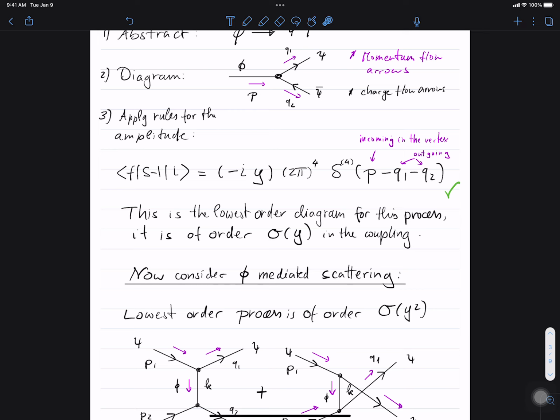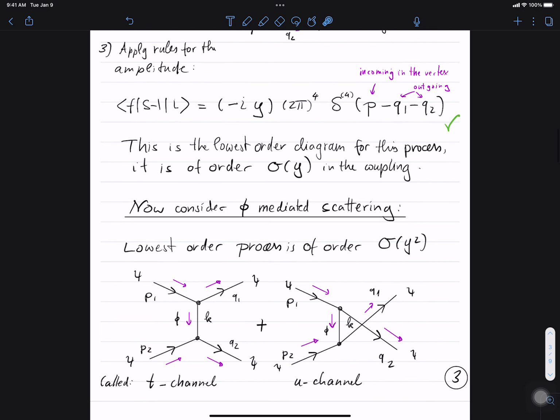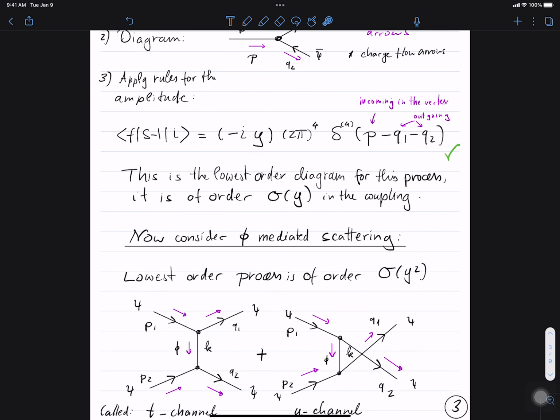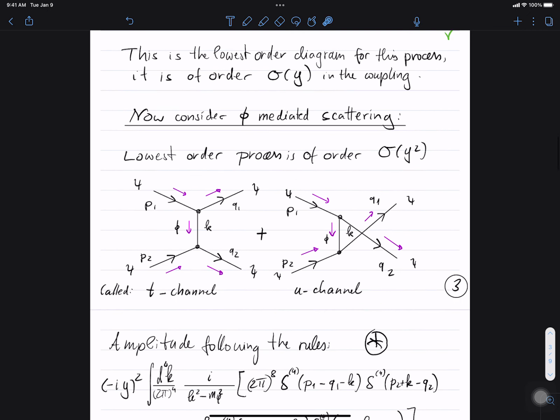This is actually the same result that we got from direct computation using the creation and annihilation operators and the decomposition of fields. And so with this diagram and the Feynman rule, we immediately get just the coupling constant times the momentum conserving delta function. That was quite neat. And this is the lowest order diagram for this process. This is of order y in the coupling. So there could be also higher order diagrams, but we will discuss them later.